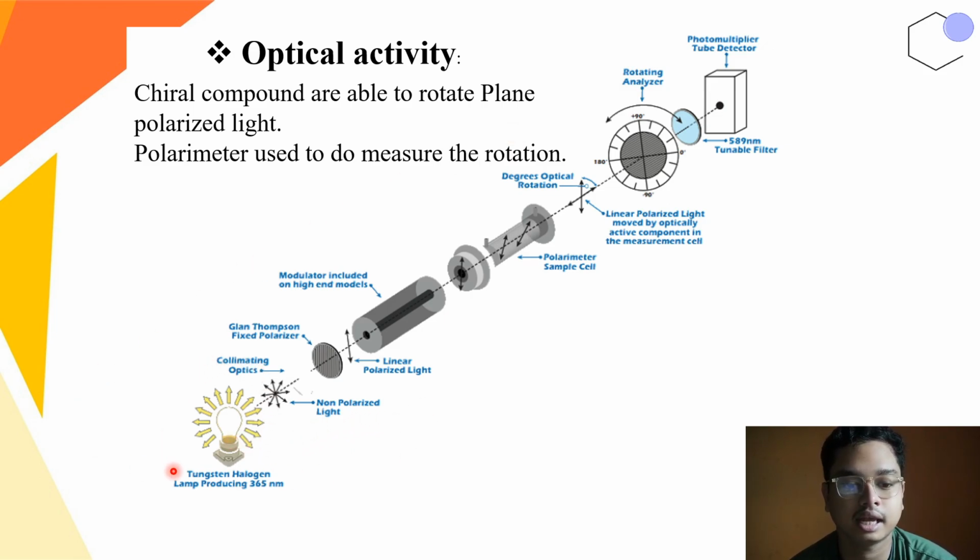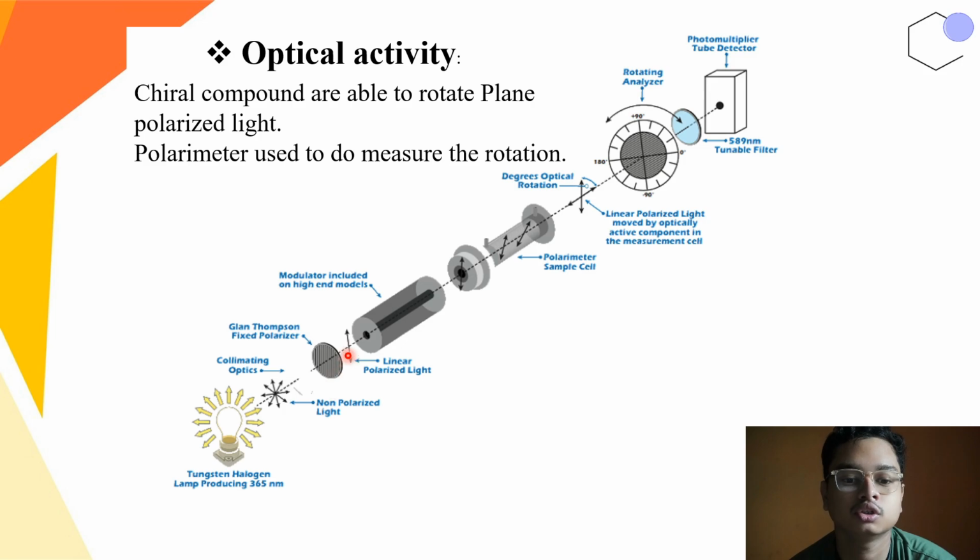First is the light source, and from the light source we get light that is not completely polarized, because the electromagnetic radiation can be present in any direction. Now this light is passed through a polarizer, and then it becomes linearly polarized light. This is called the sample cell, and the sample cell contains the chiral molecule with the solvent, which is achiral. The solvent is achiral, so the rotation of the plane polarized light observed is mainly due to the chiral substance present in the sample cell.